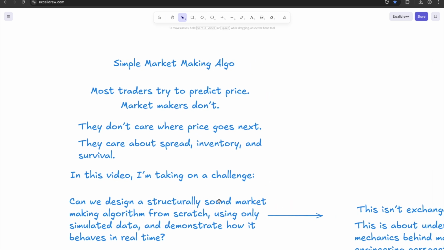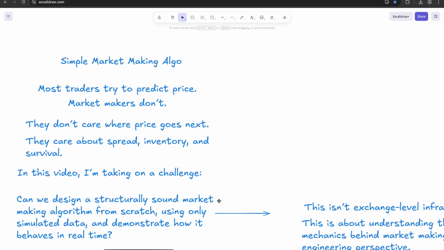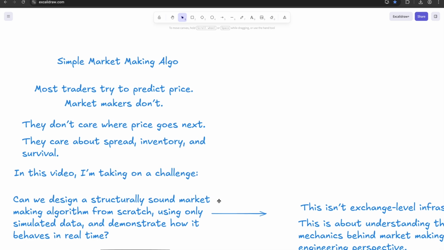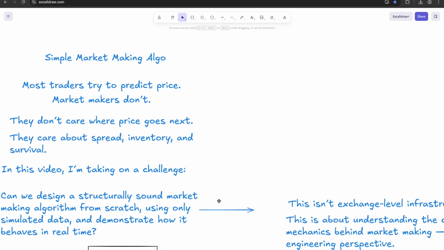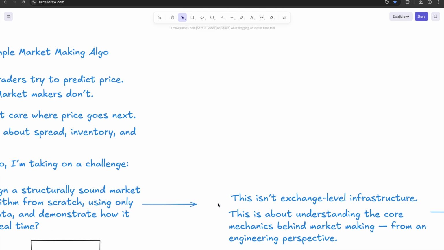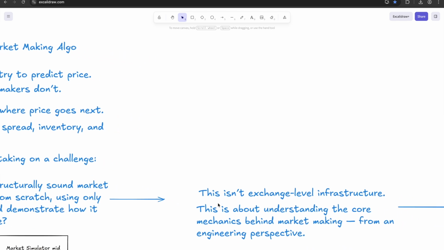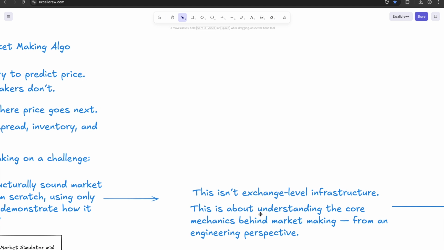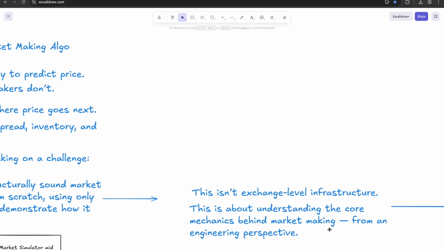Okay, so we've already done the code. We'll show you the code later on in this video, and also the market making dashboard. But first, let's get some things correct. This is not exchange level infrastructure. This is about understanding the core mechanics behind market making, from an engineering perspective.